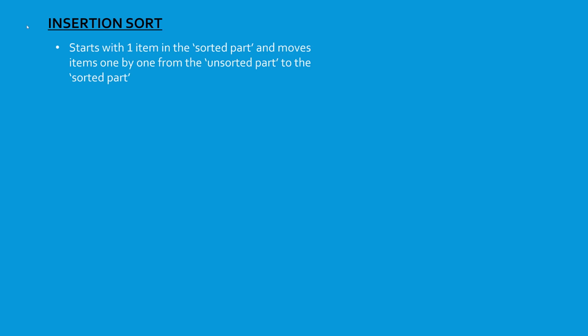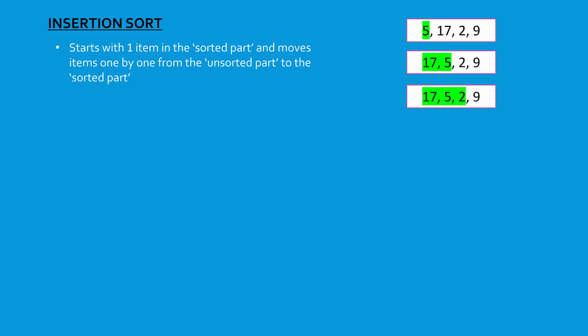Insertion sort starts with one item in a sorted part and moves items one by one from your unsorted part to the sorted part. Let's put this list into descending order. Well, I've got one item, 5, in the sorted part already. 17 is the first item in the unsorted part, so I move that into the sorted part before 5 because it's descending. 2 is the next one, which should slot in just to the right of 5, and then 9 needs to go between 17 and 5. So one by one, we're moving items into the sorted part and keeping the order the same.